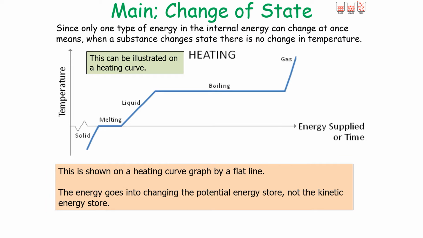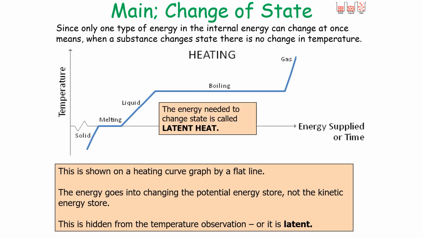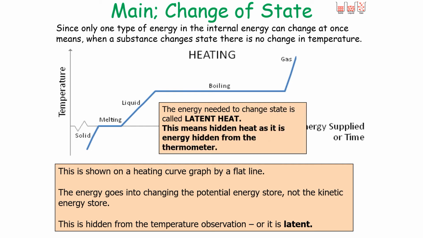So what this means is that when you change state, you are changing the potential energy store, not the kinetic energy store, so you achieve a flat line on your heating curve because the temperature is unchanged. So we say that this energy store change is hidden from the temperature observation, or it is latent. So the energy needed to change state is called the latent heat. Now this basically means the hidden heat, as the energy is hidden from the thermometer. The thermometer cannot detect this change in energy store.